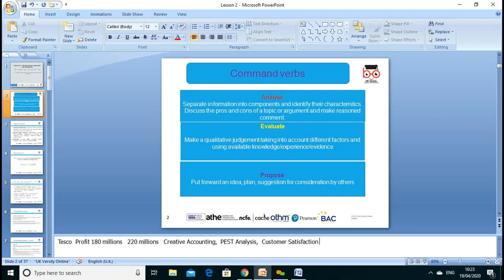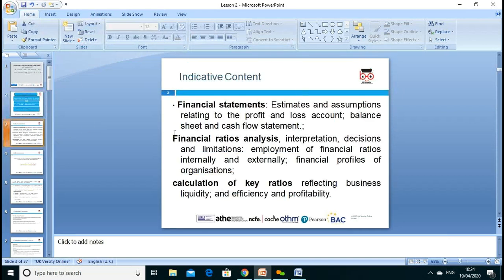Then we can propose, based on our analysis, to different stakeholders. They can give loans to the company, lend money or not. The supplier can provide credit to the company or not. Investors can invest in these companies or not. So various stakeholders can make various decisions based on analysis. That will be our focus.